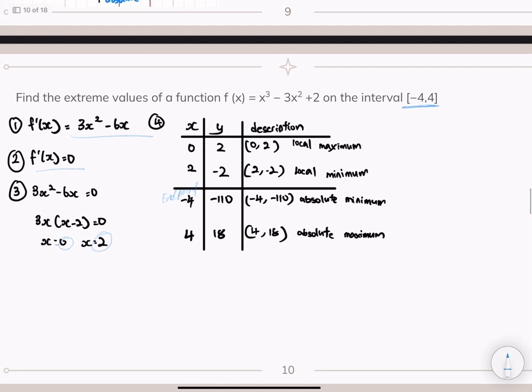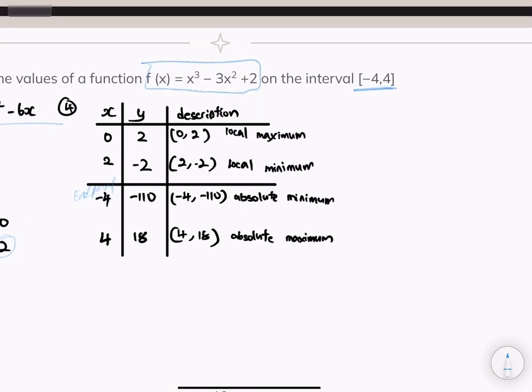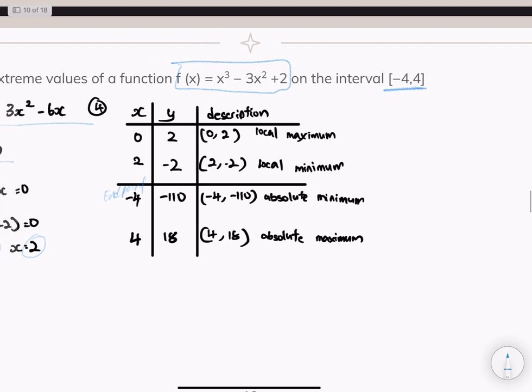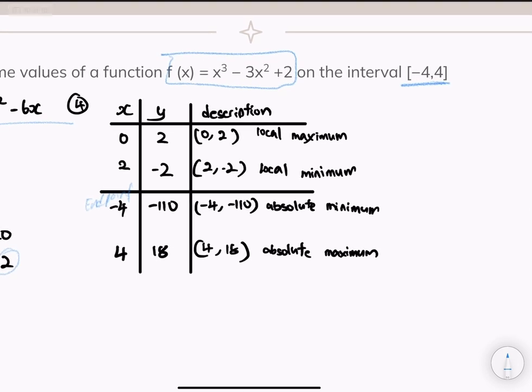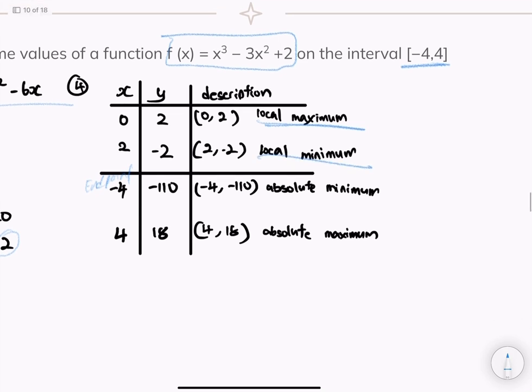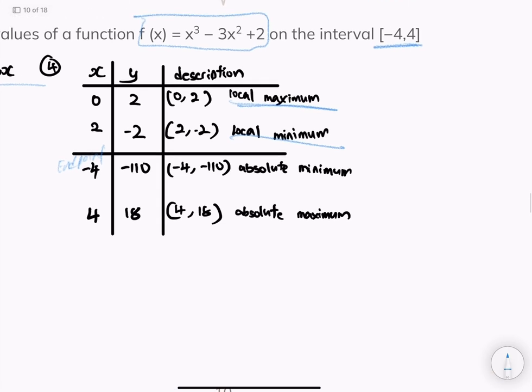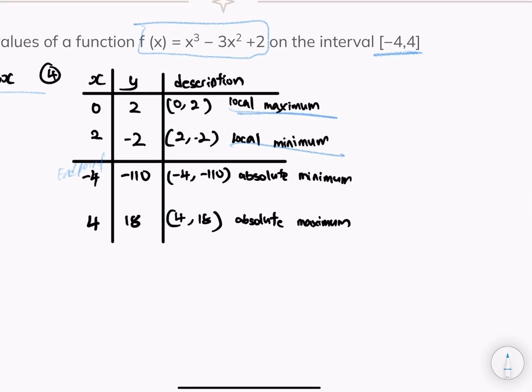We put the x value into the original function. Then we can get 4 points, which is when x equal to 0 and y equal to 2 is a local maximum. And when x equal to 2 and y equal to negative 2 is a local minimum, it is because the endpoint have the lowest point, so it is an absolute minimum.